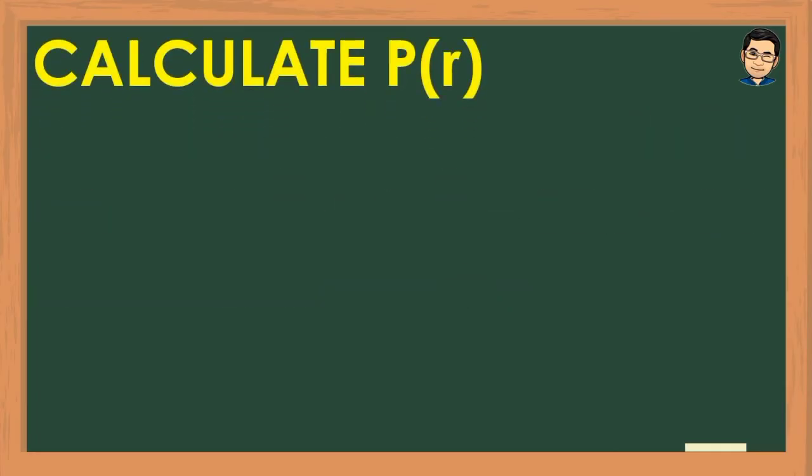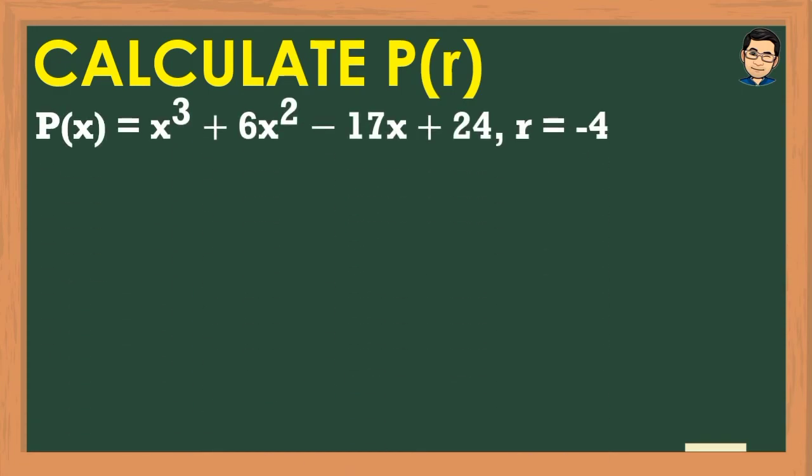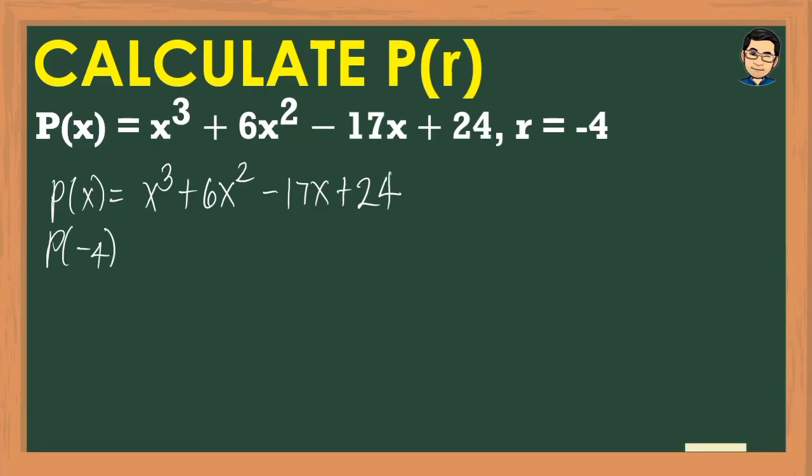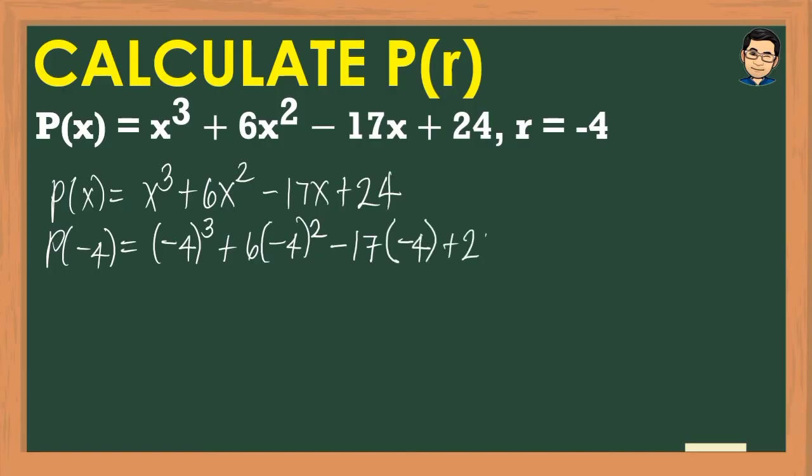So, let's have the first method. Calculate P of R. P of x is equal to x cubed plus 6x squared minus 17x plus 24, and then R is equal to negative 4. Okay? So, sulat lang natin ulit yung given polynomial. And then, we substitute negative 4. Quantity of negative 4 cubed plus 6 times negative 4 squared minus 17 times negative 4 plus 24.